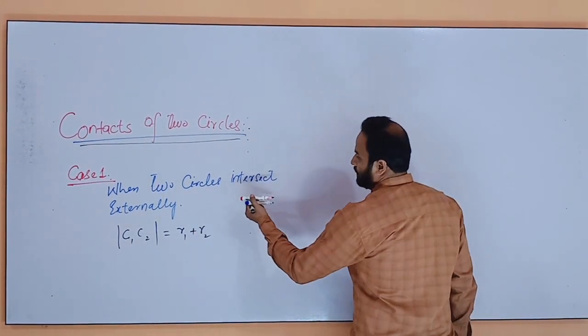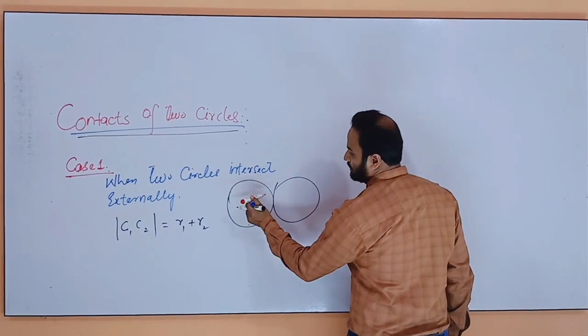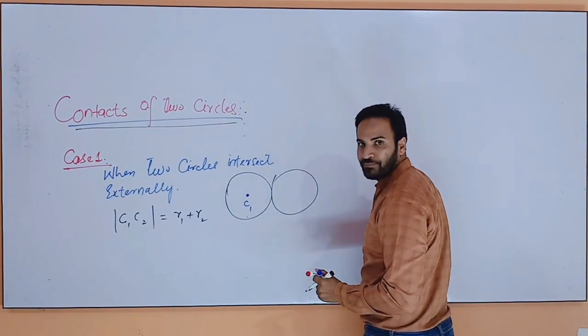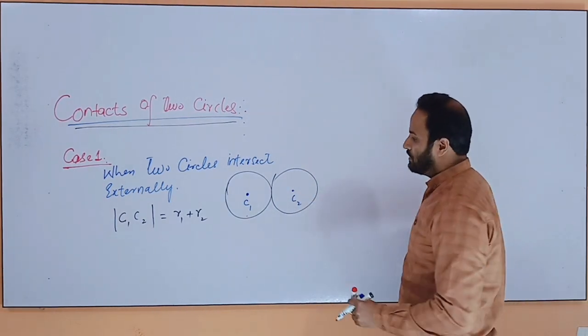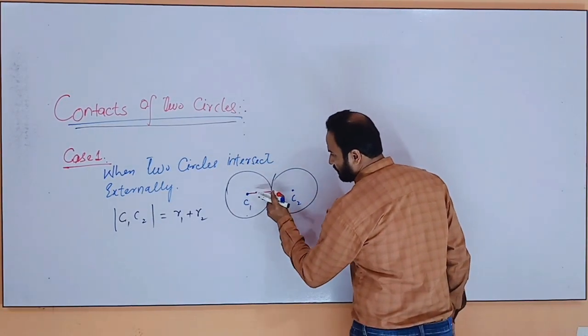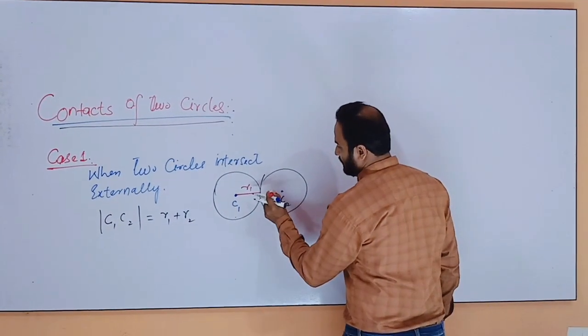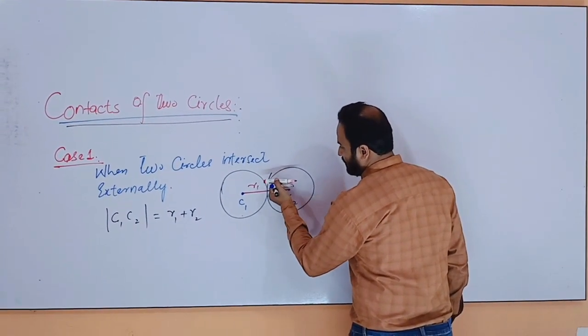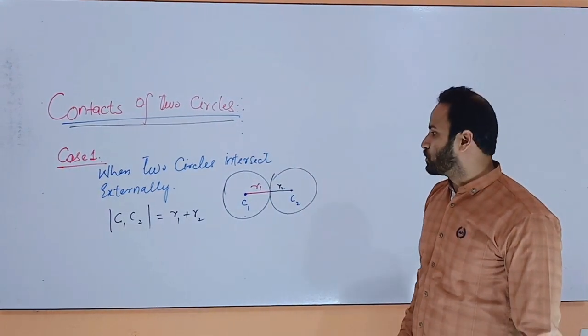Okay, let's suppose this is circle 1, this is circle 2. This is the center 1 of the circle and this is center 2 of the circle. Then this is radius 1 regarding circle 1 and this is radius 2 regarding circle 2. Okay.